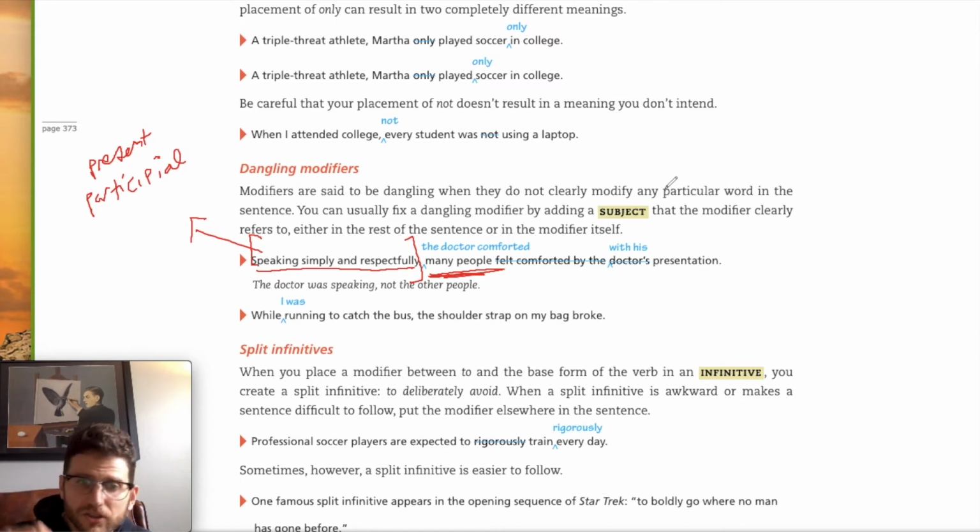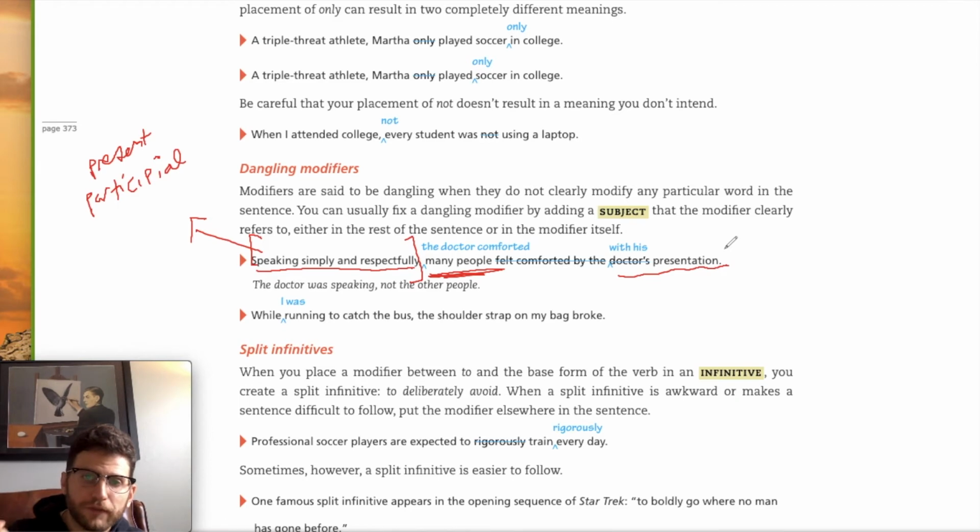Okay? But the syntax of this sentence, the placement of the modifier here, the actual noun, the subject in this case, that should be modified, which is doctor, is not in the sentence. His presentation is a noun that's in the sentence, but he himself isn't in this sentence. So we need to rewrite this sentence, and that's what the example is showing you here. Rewrite this sentence so that our doctor is the subject, and he is the one who is doing the simple and respectful speaking.